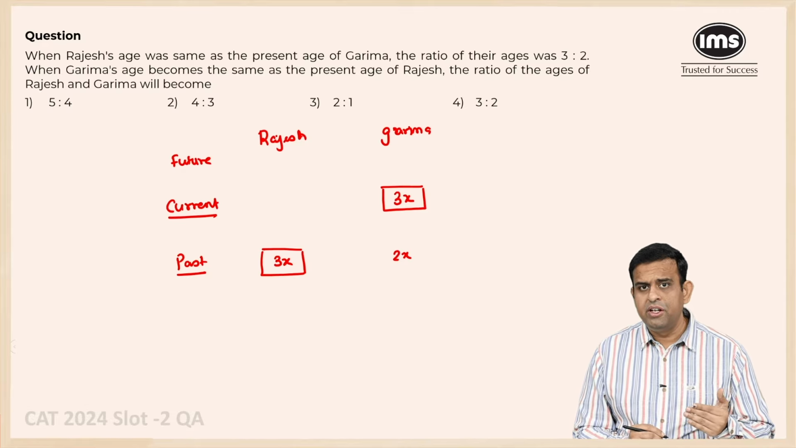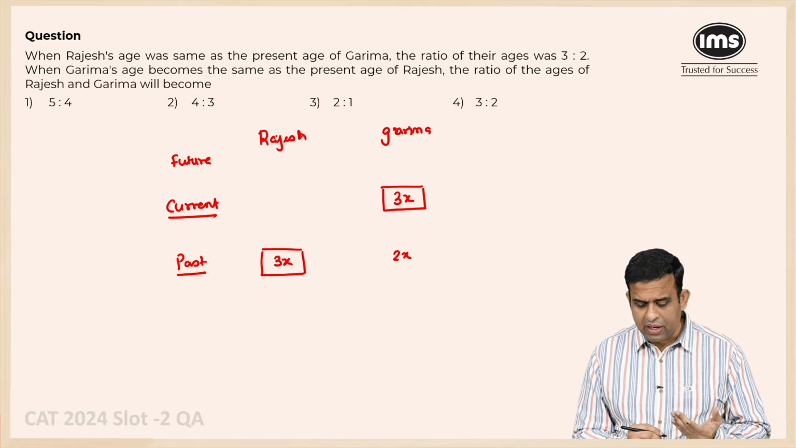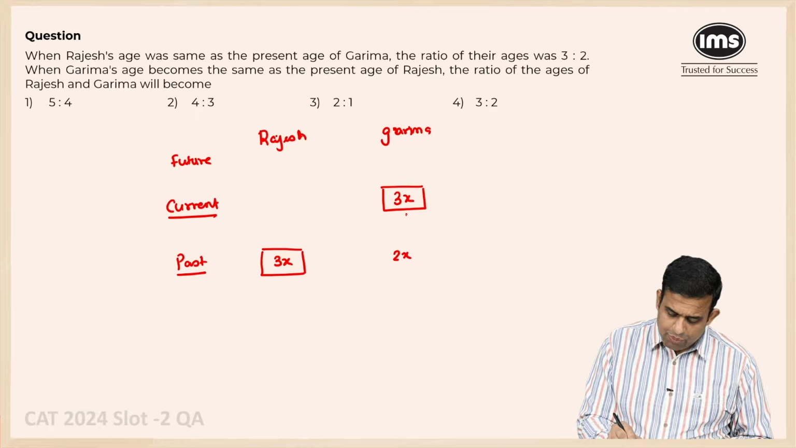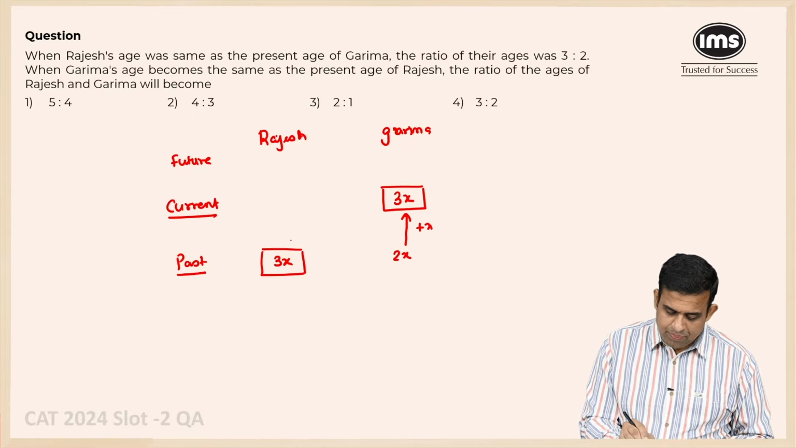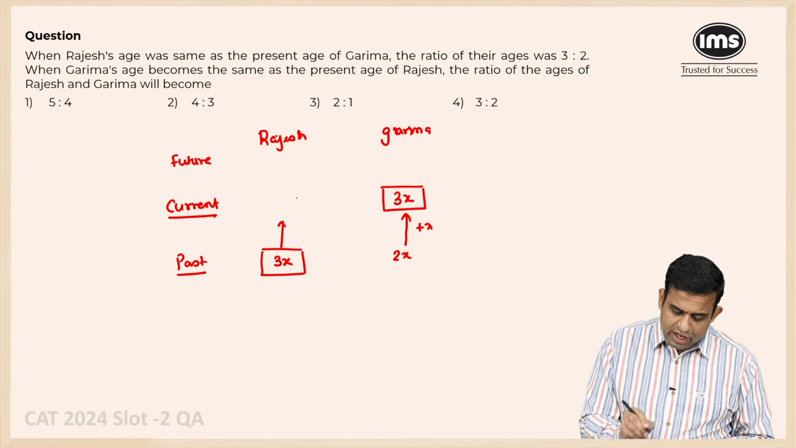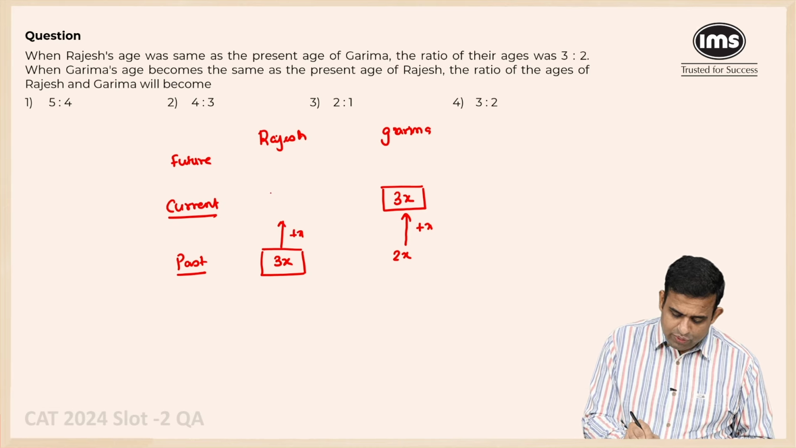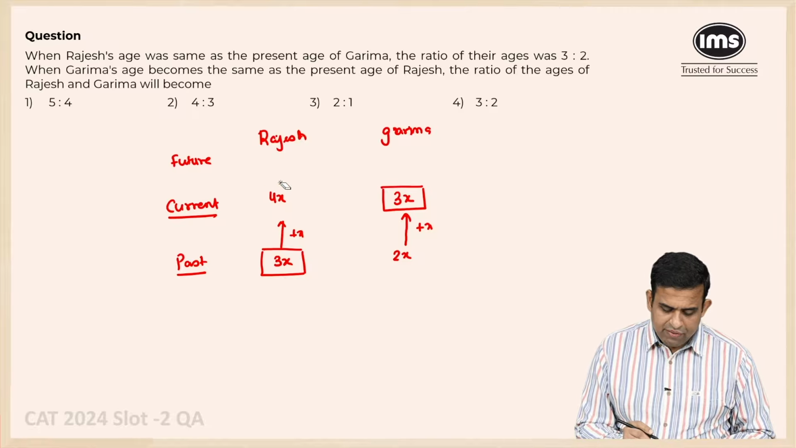Now understand, what is the difference between the current age and the past age of Garima? How much will you add to 2x to reach 3x? Nothing but x. Which means the current age of Rajesh will become equal to 4x. Right? This is what we can say right now.